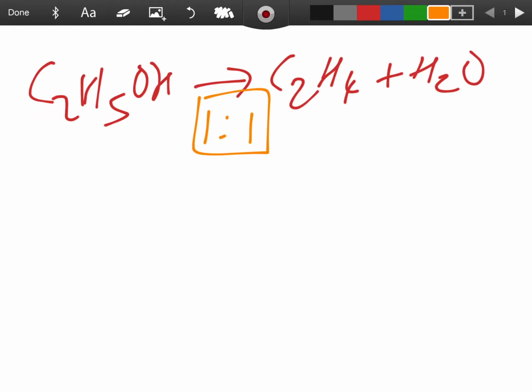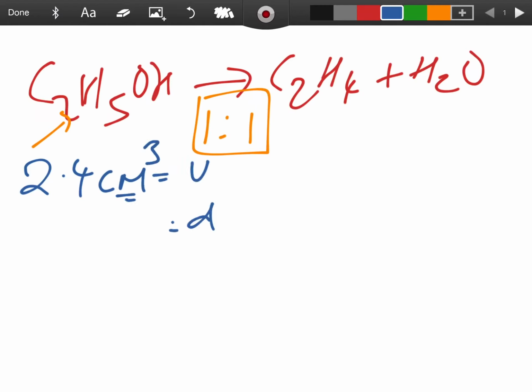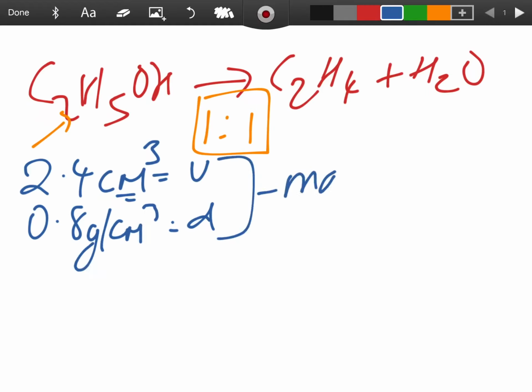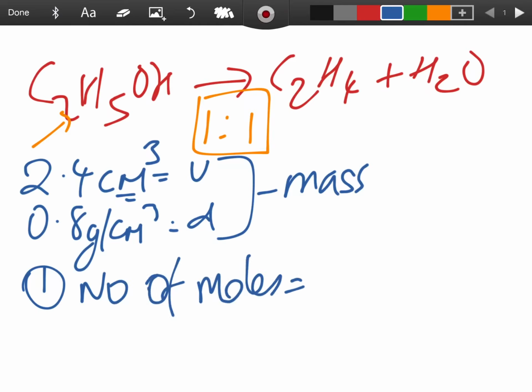Now, I just want to do the calculation here. So remember now that ethanol to ethene, it's a 1:1 ratio, so 1:1. So now you were told here that they used 2.4 cubic centimetres of ethanol. That's the volume because it's cubic centimetres. And they're also telling you that the density of ethanol is 0.8 grams per cubic centimetre. So the first thing you're going to have to do there now is you'll have to get the mass.